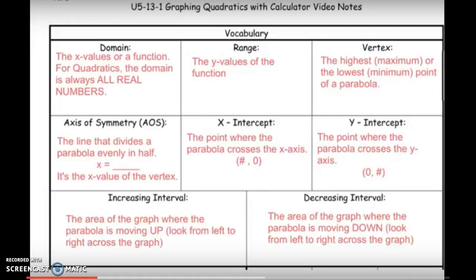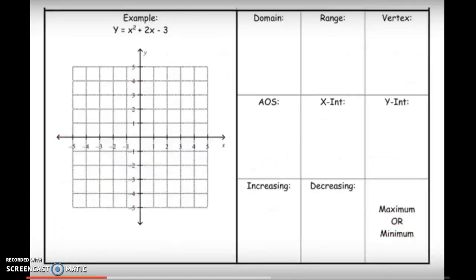Okay, so now that we have the vocabulary, we're going to take a look at how to interpret all this from a graph of a quadratic function. So we're going to look at this example right here, y equals x squared plus 2x minus 3. The domain in all quadratic functions is all real numbers, and that's the symbol for real numbers. It's just an R with 2 lines from it, so it's all real numbers. So any number will work in this quadratic.